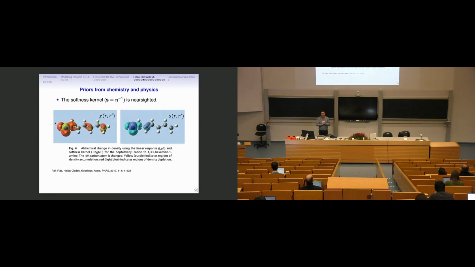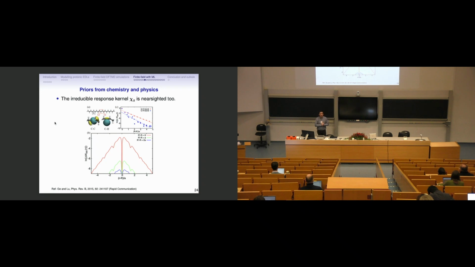This was shown by the conceptual DFT group in Belgium. The softness kernel, this eta inverse, is nearsighted. It's shown for this molecule, when you do this alchemical transformation from carbon to nitrogen, that the linear response kernel is a long-range quantity, whereas the softness kernel is a short-range quantity. And the same applies for this irreducible response kernel, chi-S. As shown by Deyu Lu at Brookhaven National Lab, the chi-S is also a short-range function and satisfies this nearsightedness principle. So this provides a physical basis for us to build our response kernel based on local descriptors.